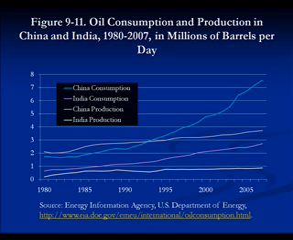Production in China has been going up a little faster than production in India, but because both economies are growing in the 8 to 10% per year range, the gap between production and consumption is growing, so that both of these countries are contributing to global demand for oil exports.